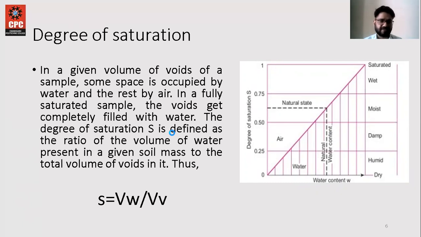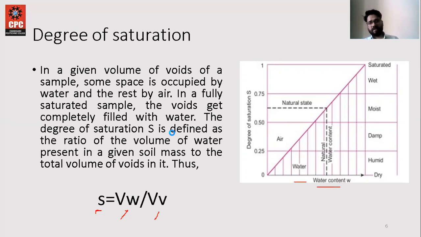And degree of saturation is denoted by capital S, which is equal to the volume of water divided by the volume of voids. From this graph, you may see that the x-axis represents the water content and the y-axis represents the degree of saturation. As the water content increases, the degree of saturation also increases. There are different states of saturation: it starts from dry, then goes humid, damp, moist, wet, and then ultimately fully saturated.